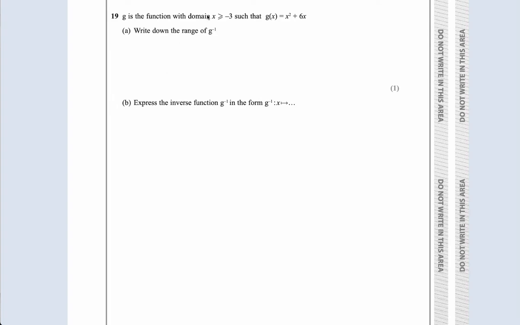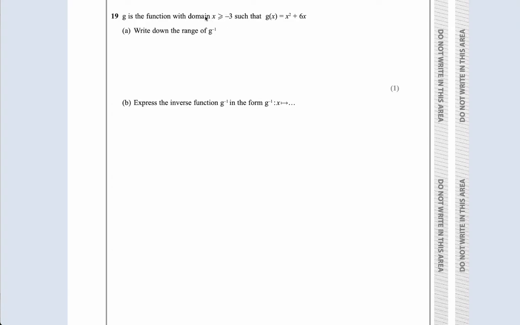G is the function with domain x is greater than negative 3, and g of x is this. Write down the range of g minus 1. So x is greater than negative 3. What I need to do is find the range of g minus 1.